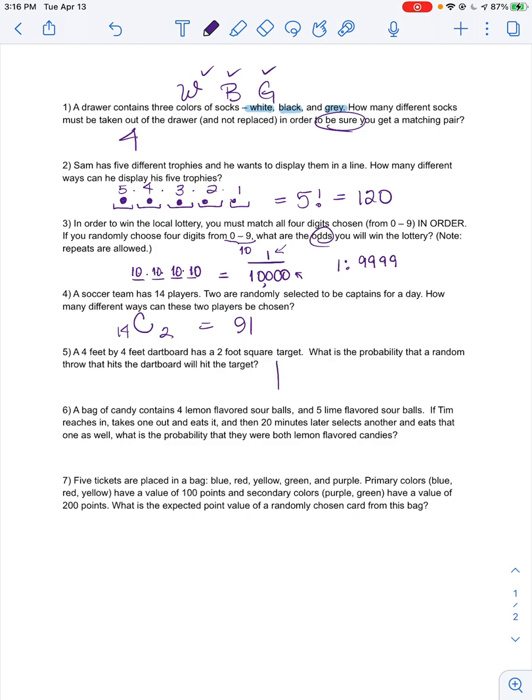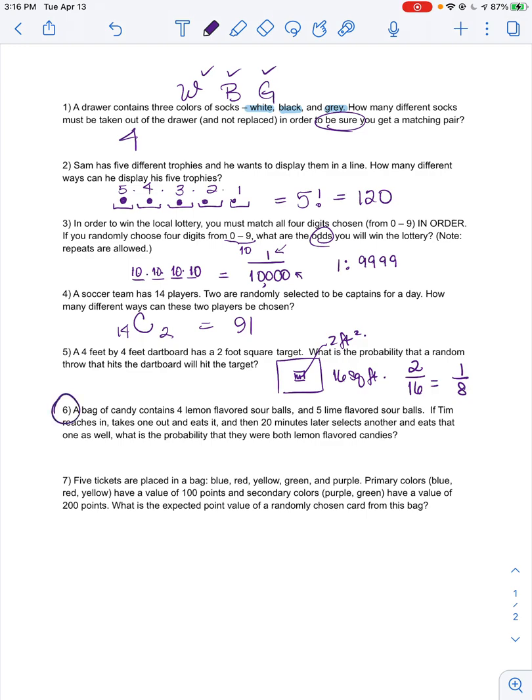This 4-foot by 4-foot dartboard, which gives me 16 square feet total, has a 2-foot square target. What's the probability that a random throw hits the target on the dartboard? This is a geometric probability. It's 2 square feet out of 16 square feet. If you simplify that, I get a probability of 1/8.